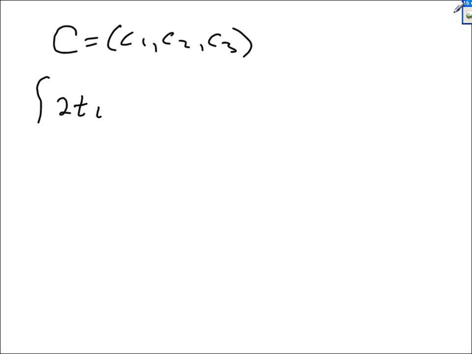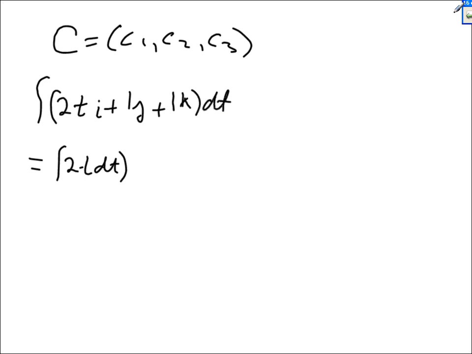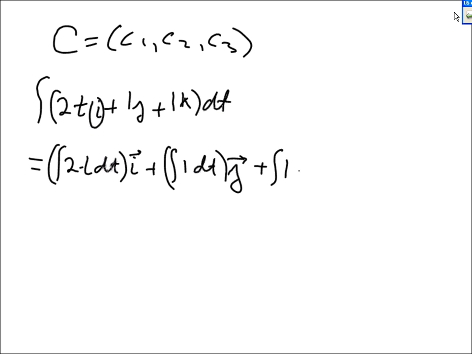Okay, for the next problem, we're going to have this convention. Whenever I write c, that means c1, c2, c3. It's shorthand notation. So if you have the integral of 2t i plus 1 j plus 1 k dt, what is this equal? Well, this is 3 separate integrals: the integral of 2t dt in the i direction, plus the integral of 1 dt in the j direction, plus the integral of 1 dt in the k direction. If you want to write this, write it. If you don't want to write it, you have to at least think it.